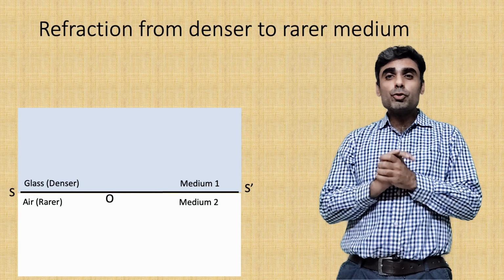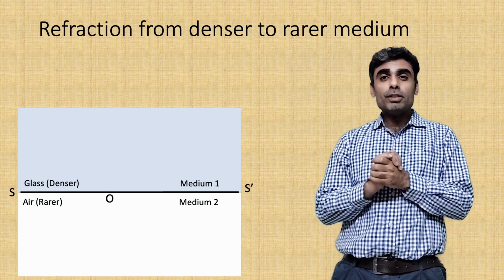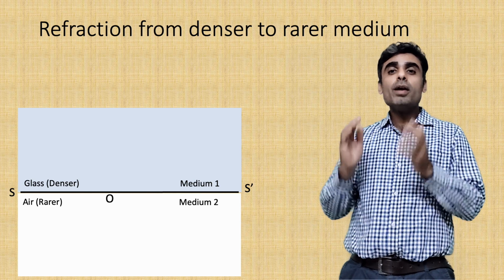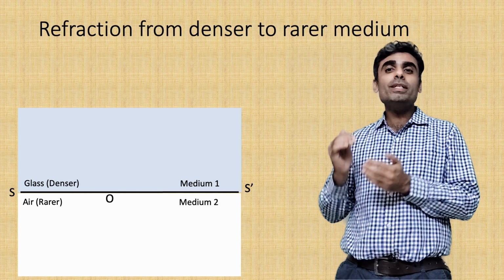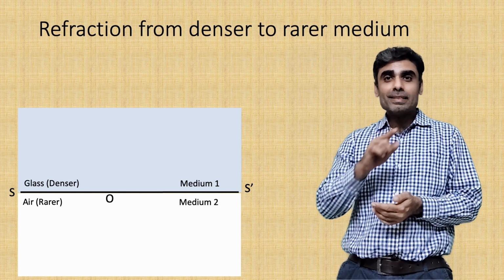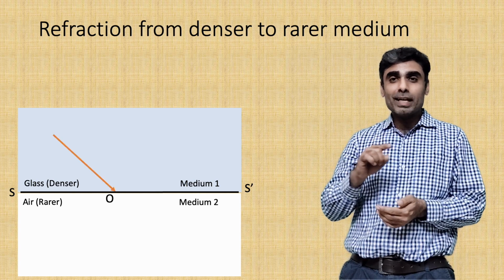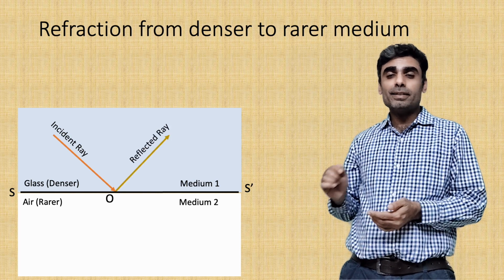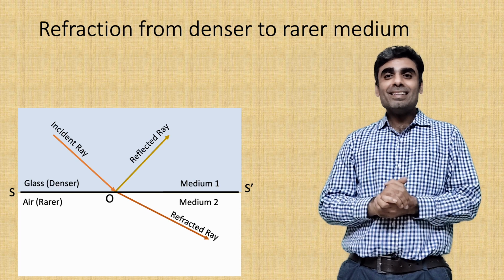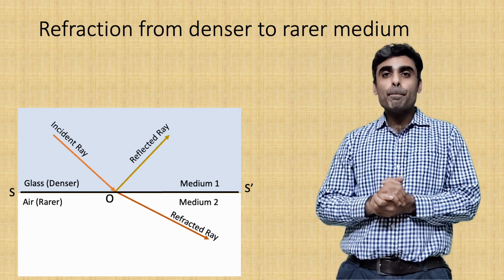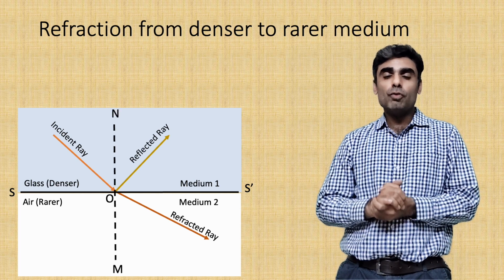Now what happens to a ray of light which travels from a denser medium to a rarer medium? Let's say it is traveling from the glass to the air. Here is the incident ray. Some part will get reflected and some will enter the air. So you can see that the refracted ray is bent with respect to the normal.